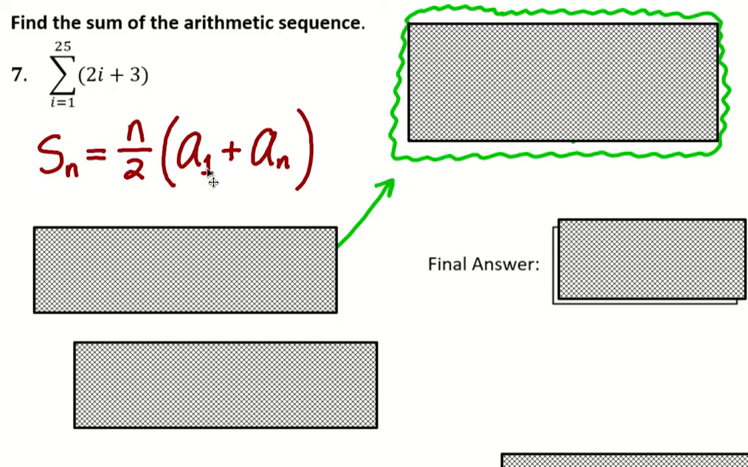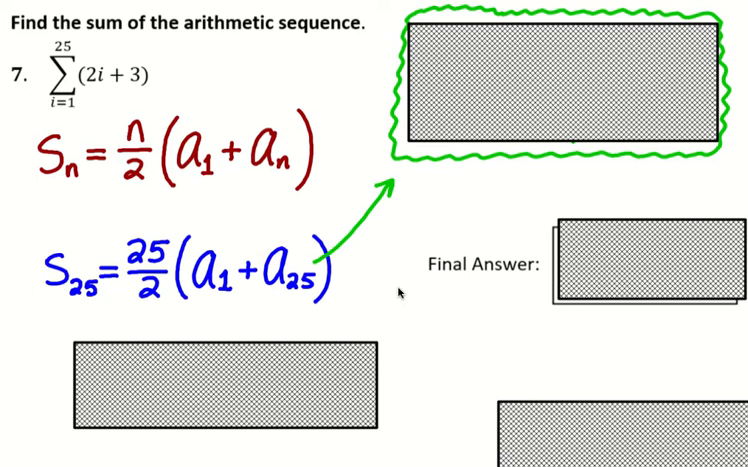A sub 1 is going to be whatever you get when you plug in 1. Right? A sub 25, I cannot stress this enough. A sub N is not going to be 25. It's not going to be 25. It's going to be A sub 25, the 25th term, which you have to figure out by, in this case anyway, plugging in 25 for I.